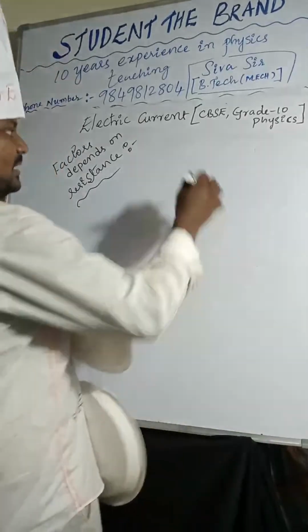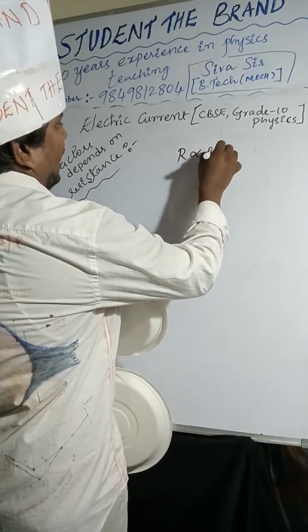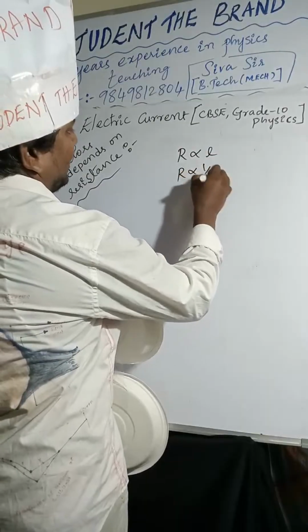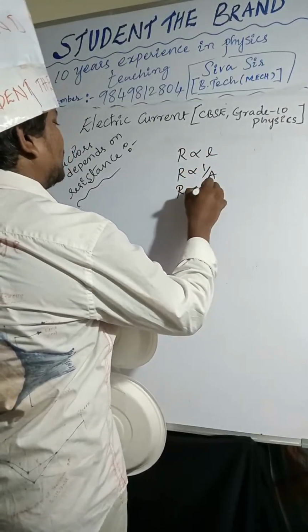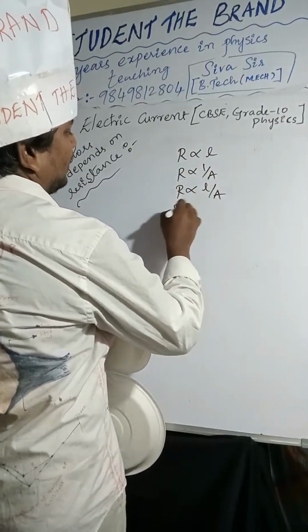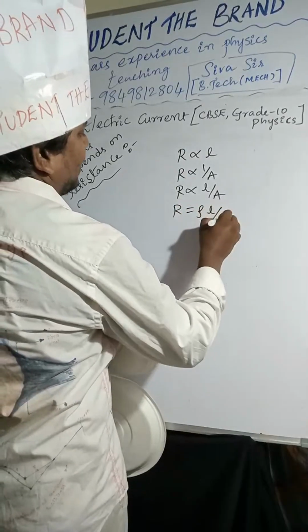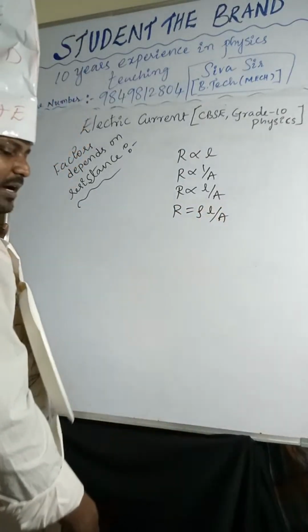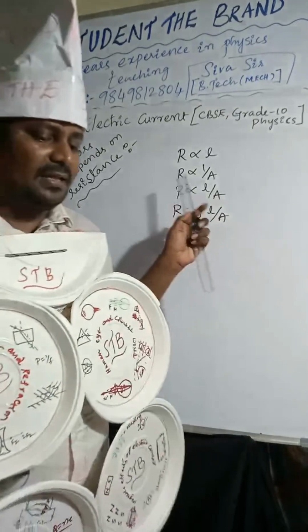R is directly proportional to L. R is inversely proportional to area. R is directly proportional to L by A. R equal to rho into L by A. So here I am talking about resistance.